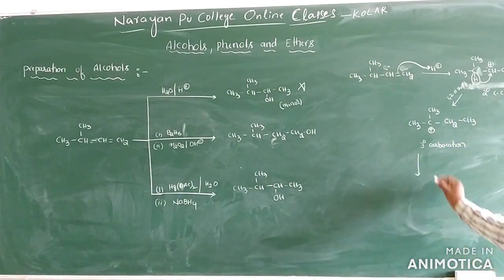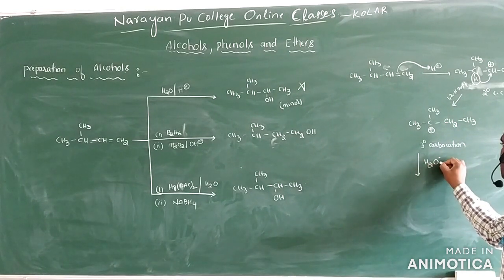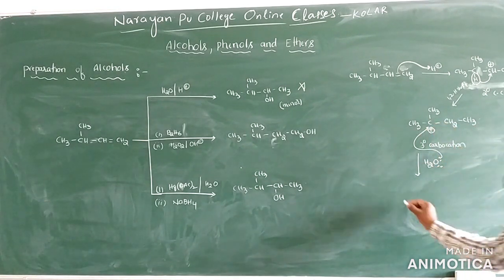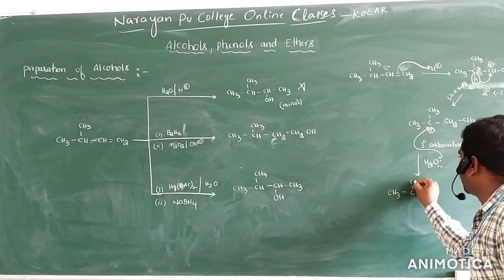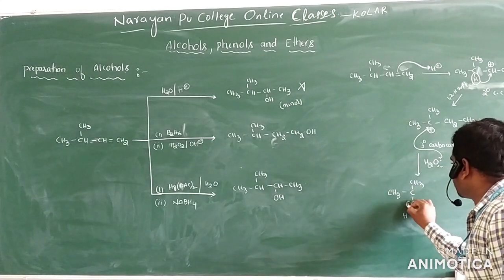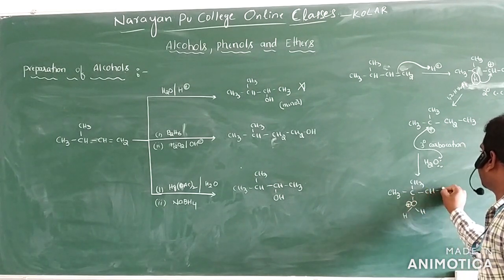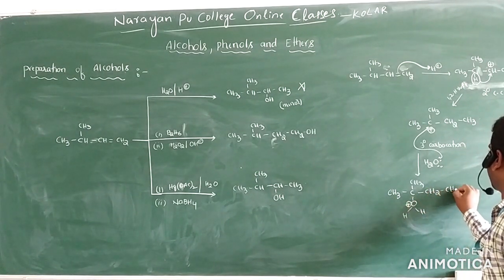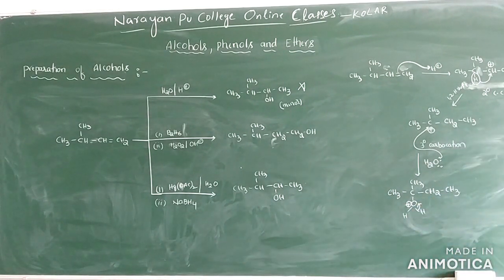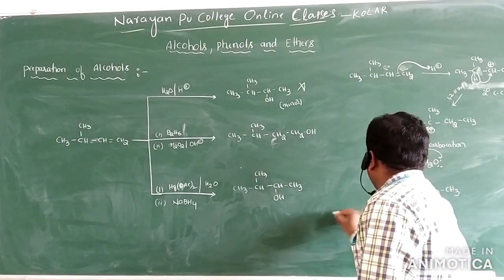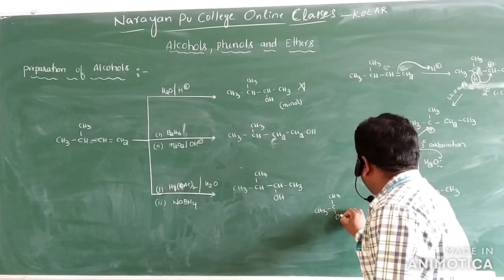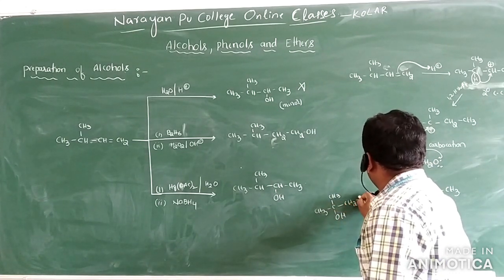Now what happened here? What will be added? H2O. H2O has a lone pair of electrons, so it is electron rich, and the carbocation is electron deficient. Then you will get the compound CH3, and the oxygen is losing electron, so it is having a positive charge, and here CH2 and CH3. Now the oxygen with positive charge is unstable, so it takes the electron from which one? Hydrogen. Then you will get the final product CH3, and you will get here OH and CH2, CH3.